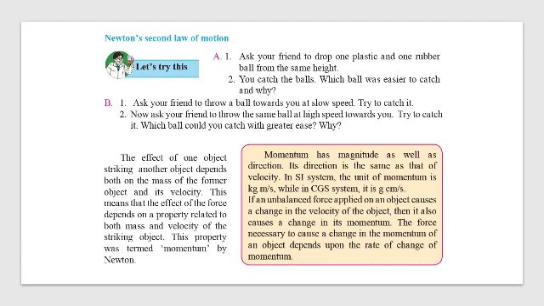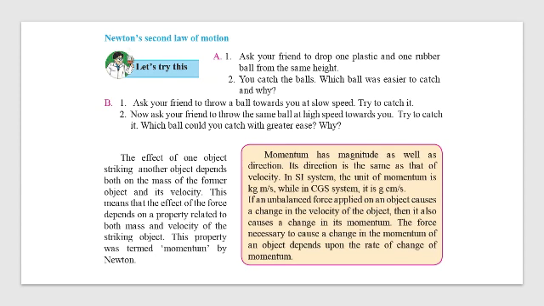Momentum has magnitude as well as direction. What is momentum? The effect of an object striking another object depends both on the mass of the former object and its velocity. This means that the effect of force depends on the property related to both mass and velocity. This property is termed momentum.